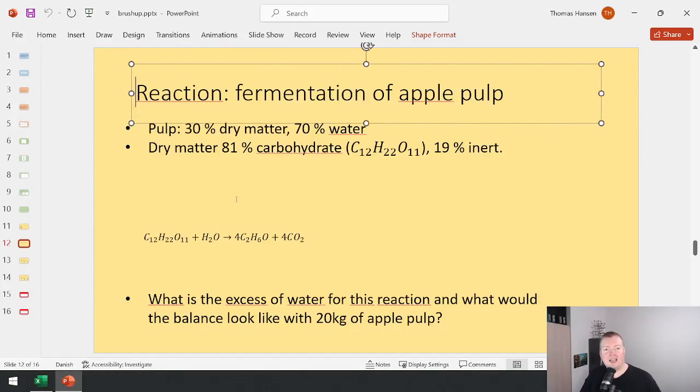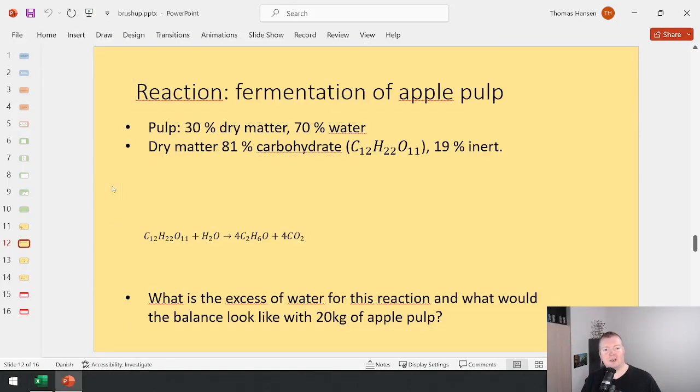So we're going to look at a reaction where we have some apple pulp that we want to ferment. This is something you could encounter as a source of carbohydrates in biotech. And we are being told that the pulp that we're using, 30% of it is dry matter, 70% is water. And that dry matter is made up of 81% carbohydrates, 19% inerts, so stuff that doesn't react.